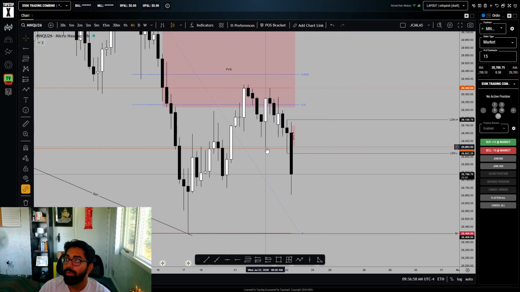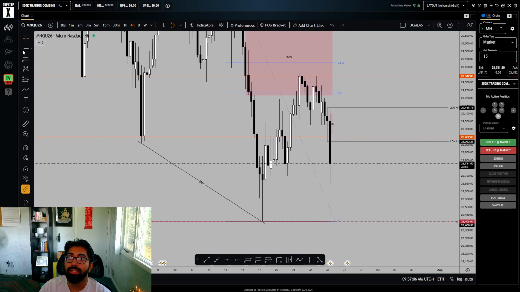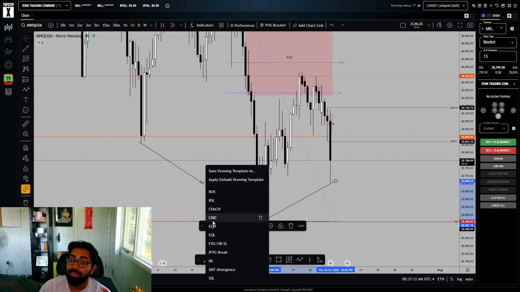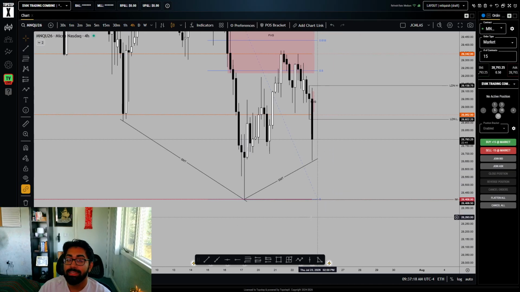We had this one that we already wicked, and now we're breaking right through. We took out the low of this. So the only thing I could think is we might create a potential SMT divergence right here once 10 a.m. hits, or even before 10 a.m. hits, because ES has already taken out last week's low.